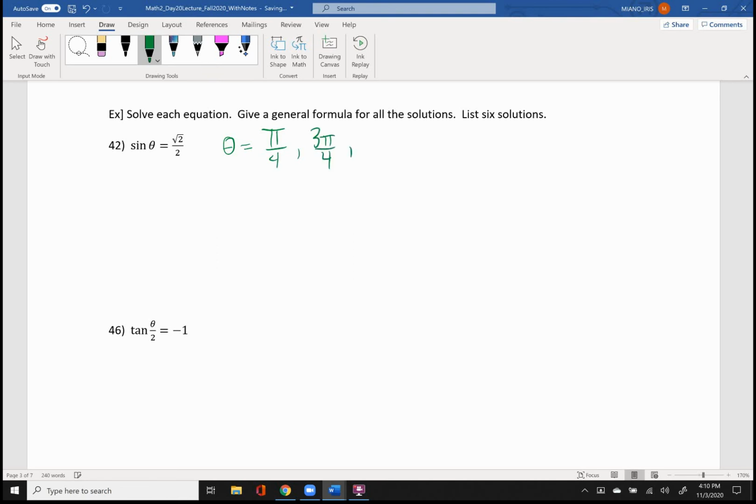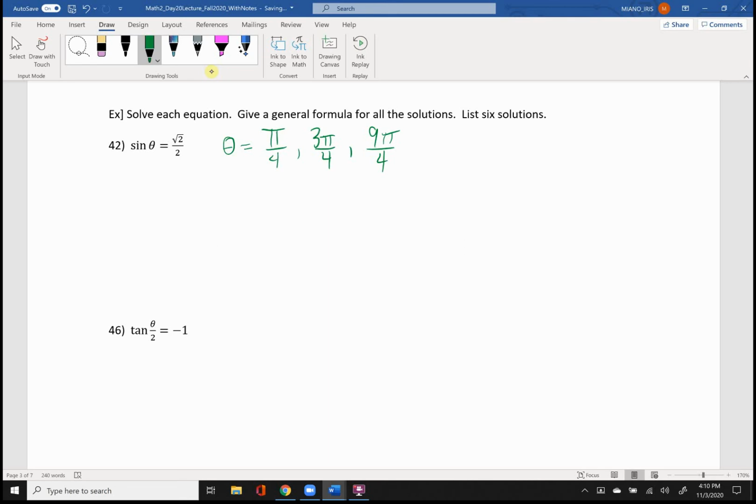And then after, if I go another rotation after pi over 4, what does that look like? 9 pi over 4. And how did I get that? Well, having a denominator of 4 but being equivalent to 2 pi would be what? 8 pi over 4 is equivalent to 2 pi, right? So add that to your pi over 4, and you'll get 9 pi over 4.